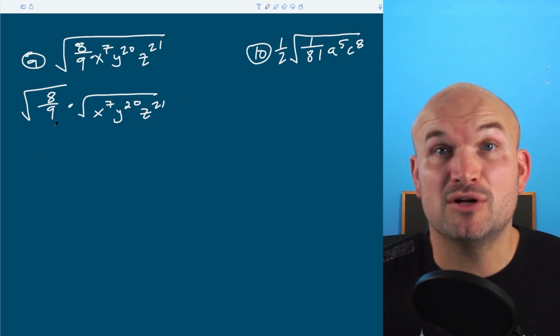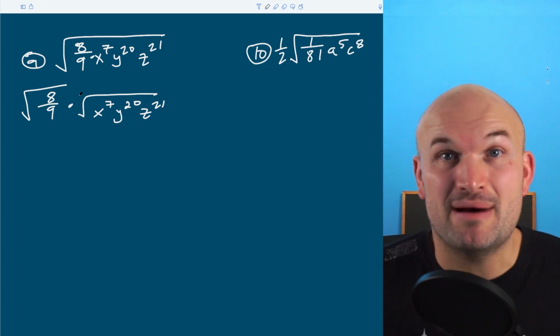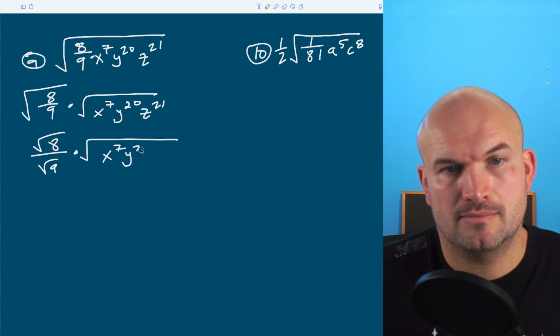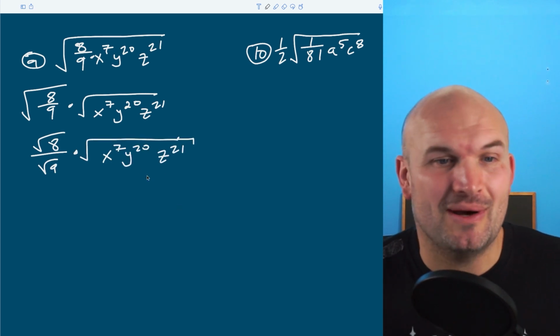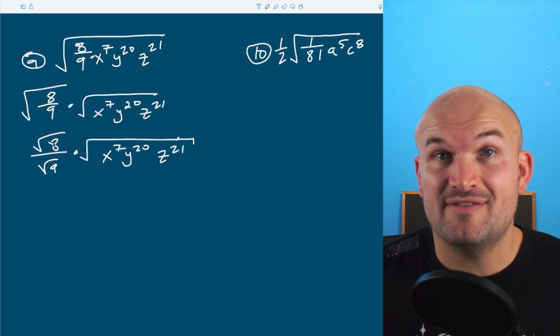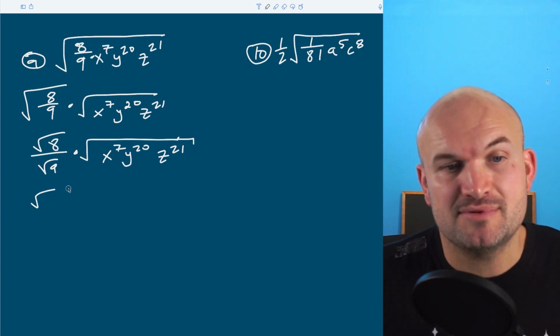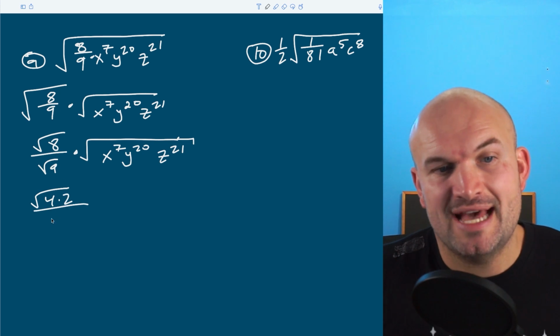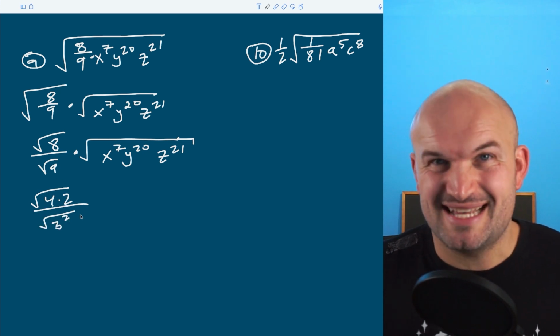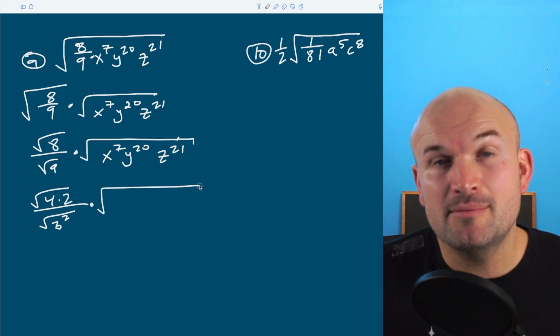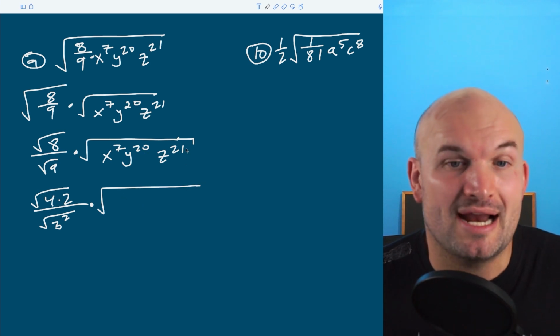So now I've separated by multiplication. Now let's go and separate this by our division. Okay, so now it's time to go ahead and simplify. And you can see here the square root of 8, I can rewrite that as a 4 times 2. So I'm just going to go ahead and break everything up. So 4 times 2. I can rewrite that as a square root of 3 squared because that is a square number. Now for my variables, I'm just going to break these up using the power and the product rule.